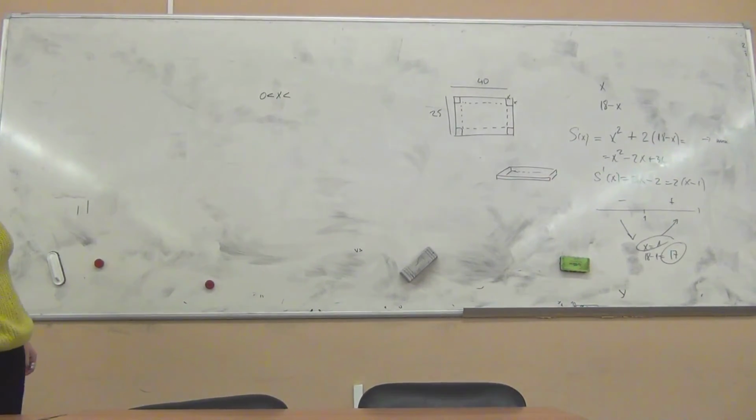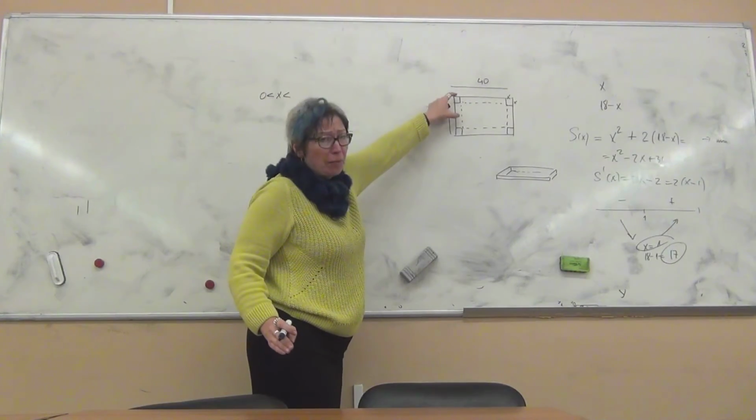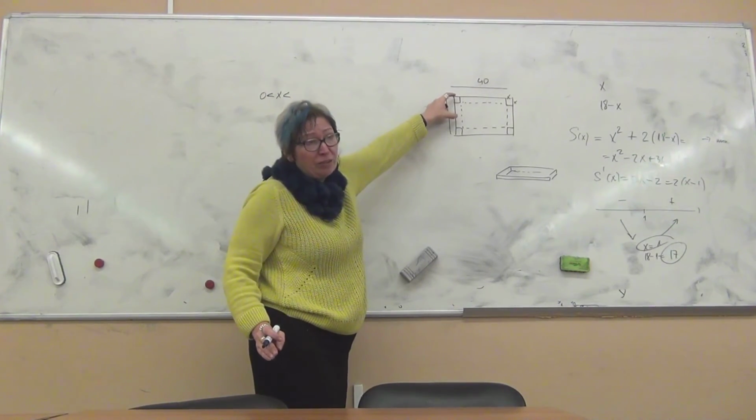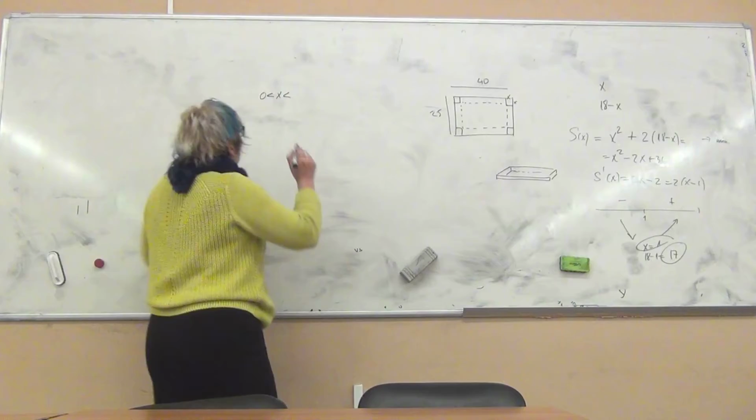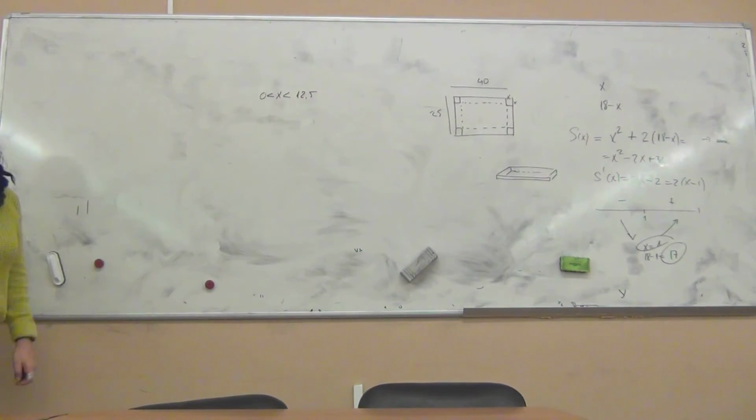Then again, now in this case, x should be, well, it's obviously positive, but there is an upper limit. X should be less than half the width, because otherwise if we cut out everything, there's nothing left. So it should be less than 20.5 centimeters. So there are some limitations, some constraints.